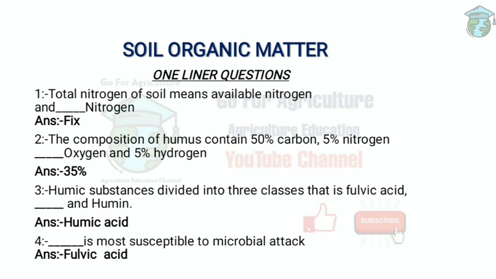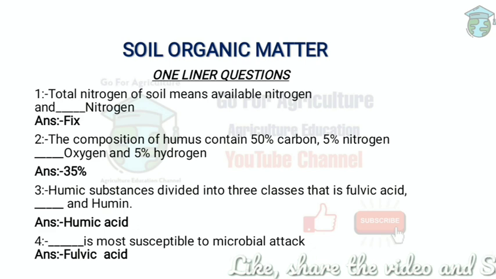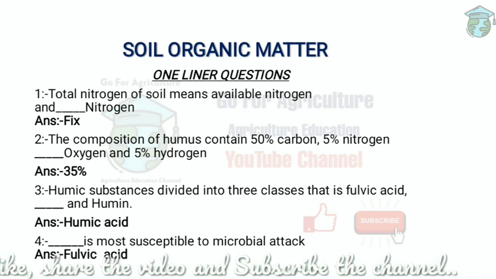Now fulvic acid is both acid and alkali soluble. Humic acid is alkali soluble but acid insoluble. Humin is both acid and alkali insoluble.